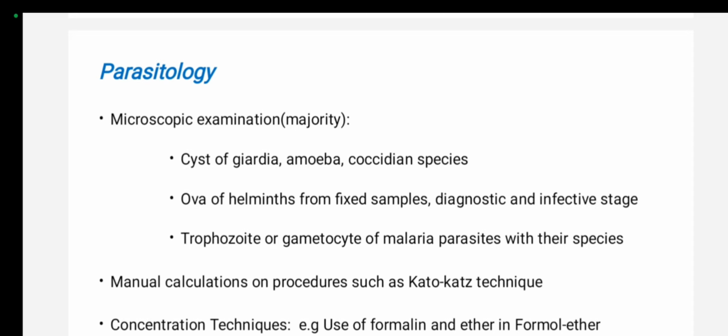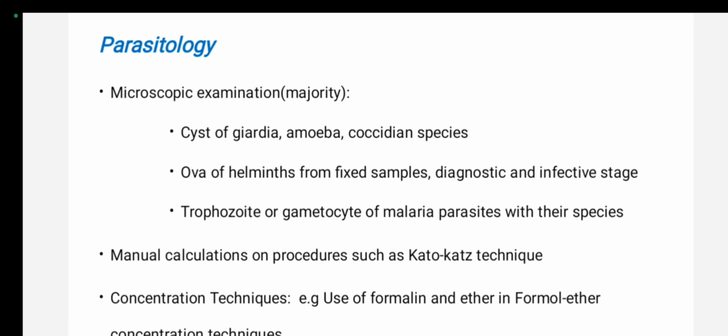The next will be parasitology. In parasitology, there are some things that are very common. The first is microscopic examination. We always see these kinds of questions. We may be asked to identify the cysts of Giardia, amoeba, and coccidian parasites, especially in the first year. We may be asked to identify the oocyst of the coccidian parasites, but usually in the first year or the first semester of the second year we may not come across this parasite, though we still have to identify them.